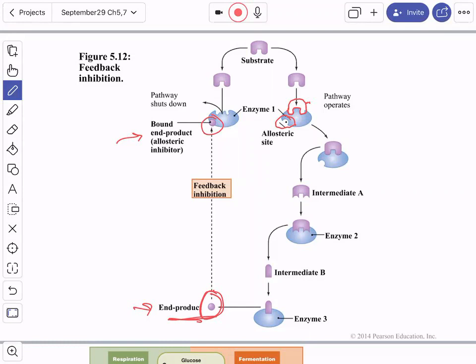So that's the reason that this is usually some kind of allosteric inhibitor. So hopefully that's a little better explanation there.